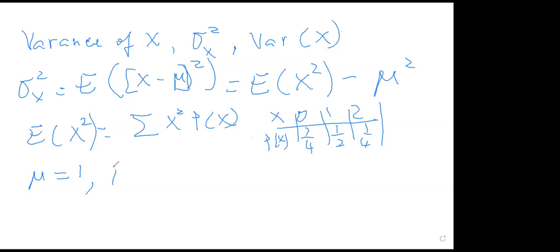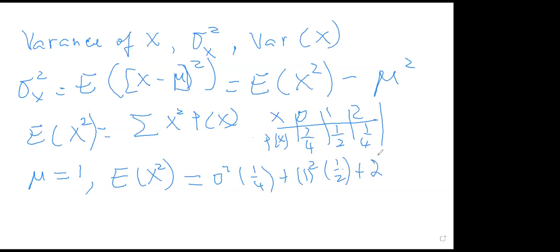Now to find the variance, we first need to compute E of x squared. This is not the method that is on your PowerPoint, but this method is much easier to use. You first find E of x squared by squaring each value. 0 squared times 1 over 4 plus 1 squared times 1 over 2 plus 2 squared times 1 over 4, which is equal to 0 plus 1 over 2 plus 4 over 4, which is 3/2.